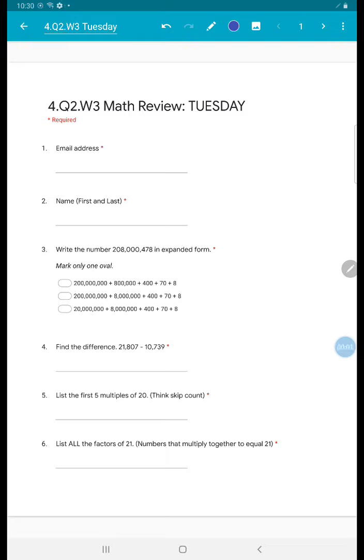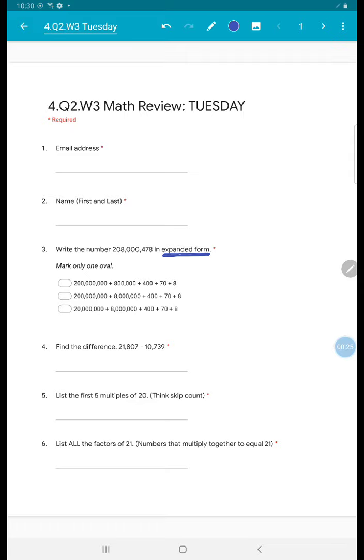And we're going to check Tuesday's daily math. The first question asks you to write the number 208,478 in expanded form. So if I'm writing a number in expanded form, I'm going to write the value of each digit, and I'm going to separate them with addition signs in between.